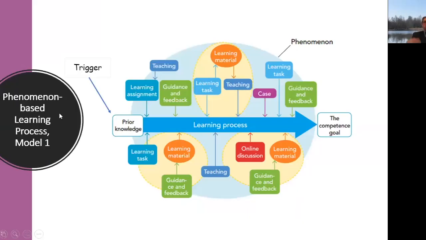And so when we look at phenomenon-based learning, or even STEAM, start with the trigger, prior knowledge, and then go through this whole process here. There's a competence goal. What do you want them to learn? And as you look here, there's assignments, there's tasks, guidance and feedback, learning material, teaching. There's all kinds of things involved, but the phenomena is what encircles everything.